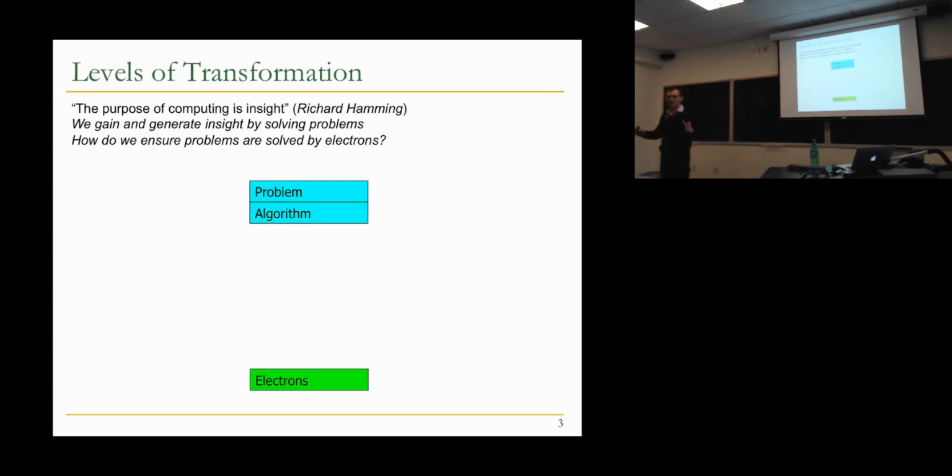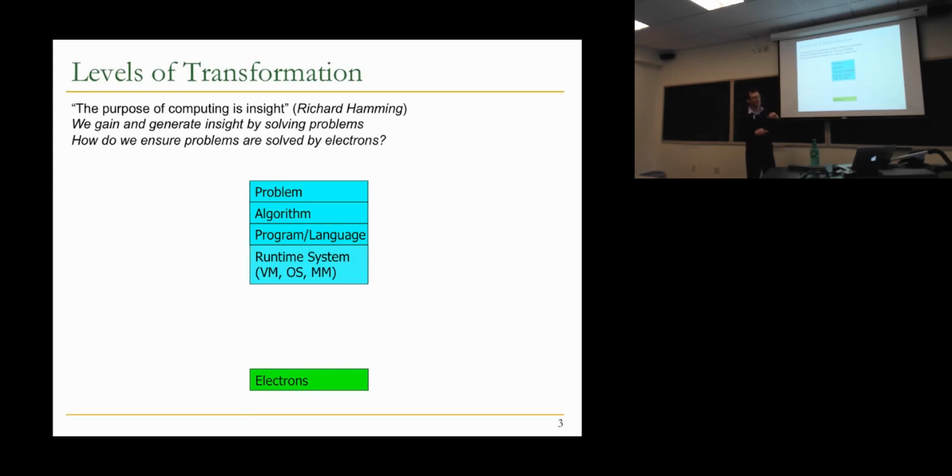It cannot have an infinite loop. Okay, so a problem is translated into algorithms, but algorithms are not understood by the electrons either, right? So we take the algorithm and create a program. Somebody creates a program using a language, and there are an array of languages that are available to people. And after that, the program is translated by a compiler to be executed on a runtime system.